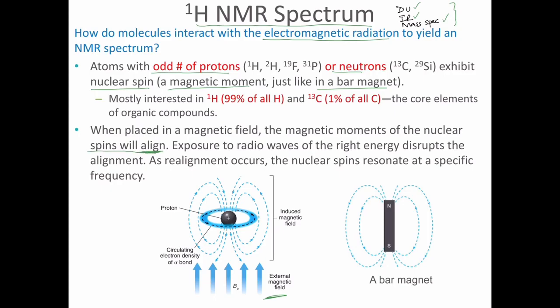And then when we expose it to radio waves of the right energy, the radio waves will disrupt that alignment and cause a realignment. As the realignment occurs, the nuclear spins will resonate at a specific frequency. It is that frequency that we can interpret by having it translated into the NMR spectrum.